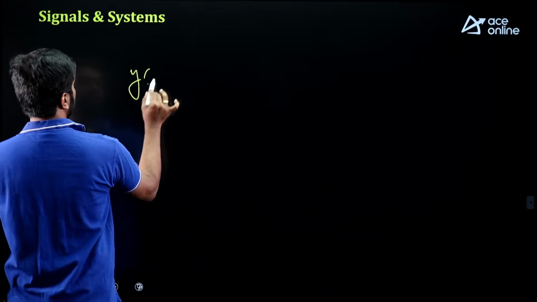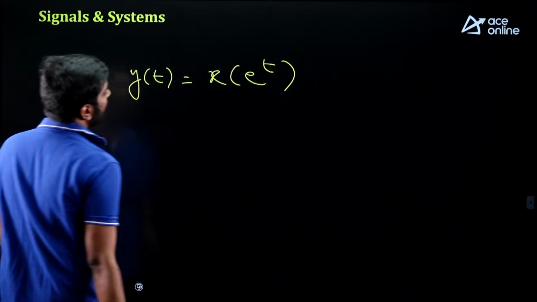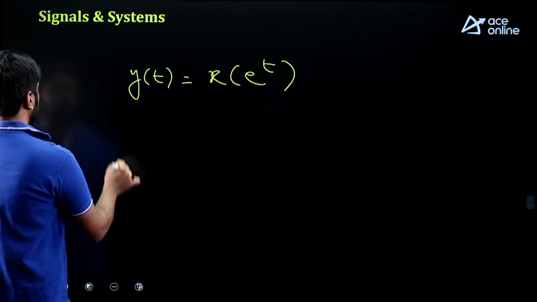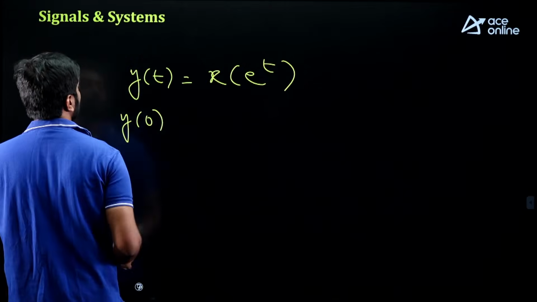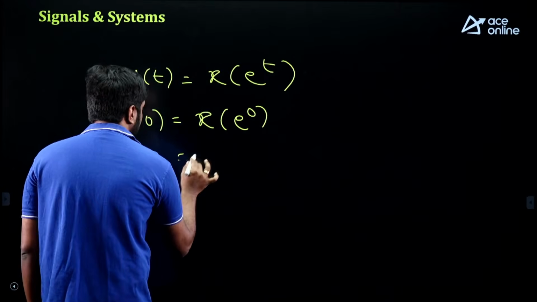The input-output relation is given as y of t equal to x of e power t. And they're asking whether the system is causal or not and time invariant or not. Now let's check the causal system. So let's find what's the output, or how do you find y of 0? So y of 0 is x of e power 0. E power 0 is 1.